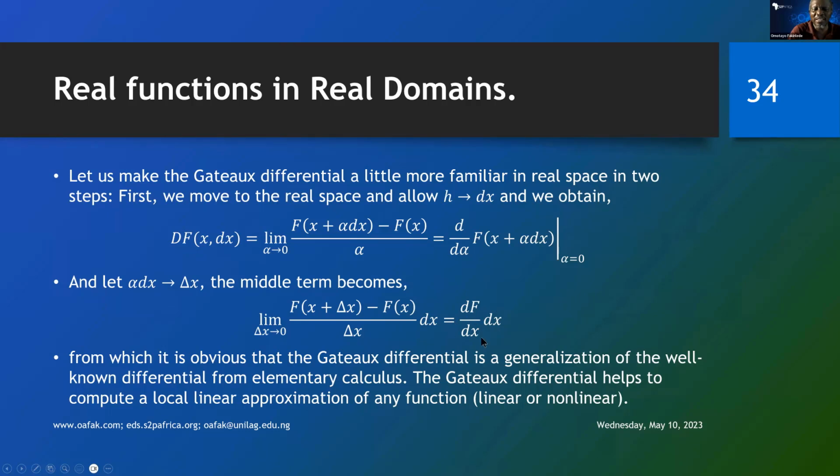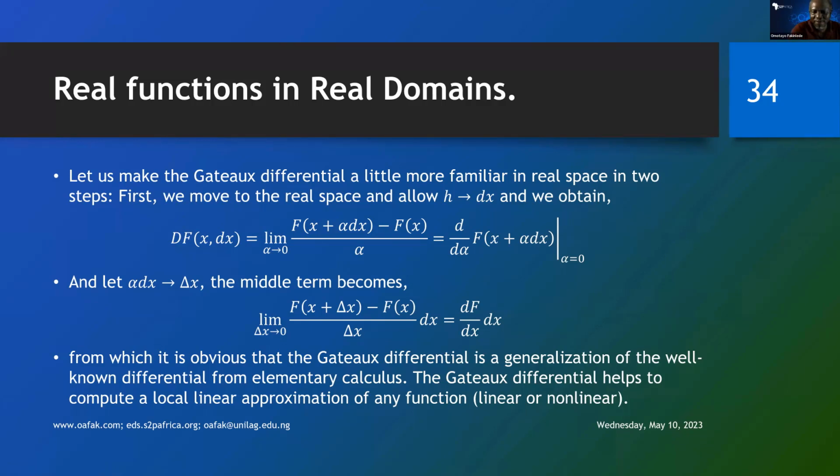exactly the same as the ordinary differential when everything is real. When everything is real, you know that this is the differential of f. If you are talking of a real function of a real single variable, this is the differential. So our Gateau differential is an ordinary differential if everything in it is simply scalar. From which it is obvious that the Gateau differential is the generalization of the well-known differential from elementary calculus. So we can use it without any problem, because we know that if everything degenerates to scalar, we get our familiar relationships.